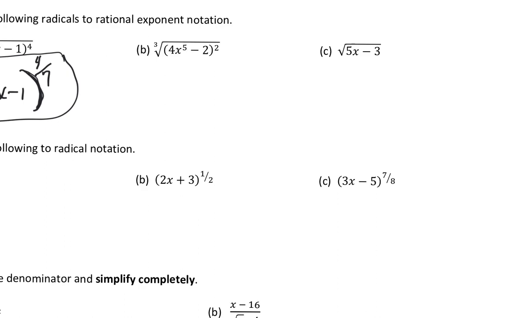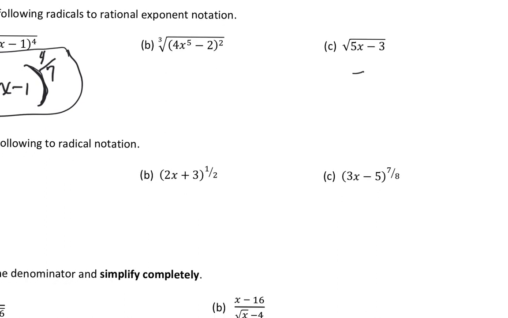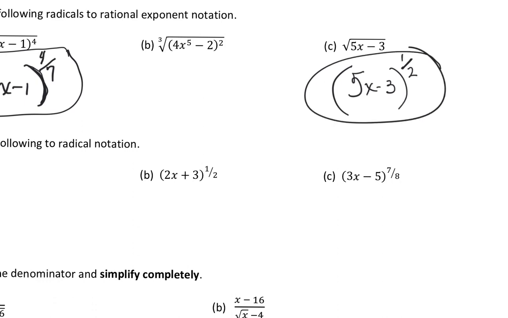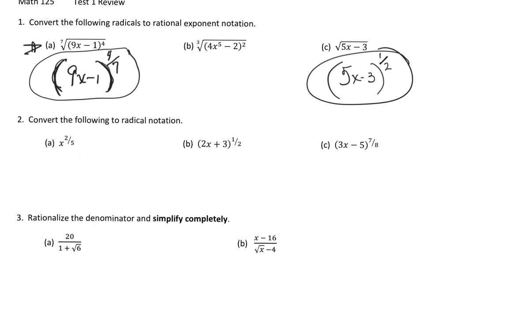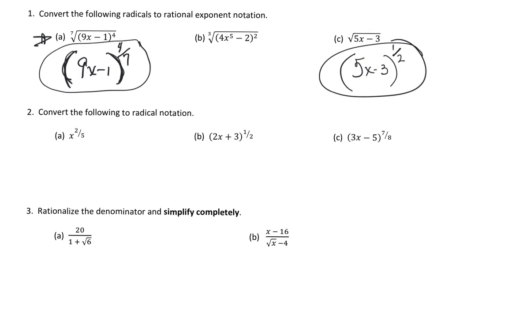Okay, look at C over here. We have 5x minus 3. Okay, take 5x minus 3. You got to raise it to the power. Okay, so it's to the 1st power. And since it's the square root, that's an understood 2. That's your answer. That's rational exponent notation because the exponent is a fraction.